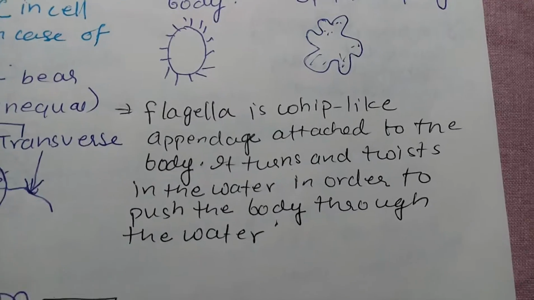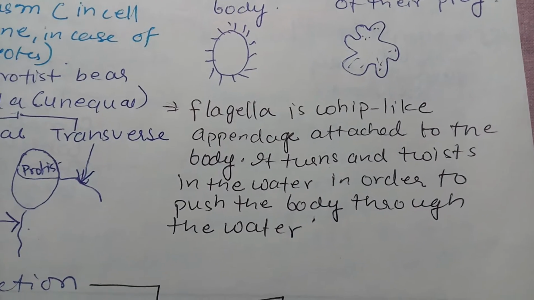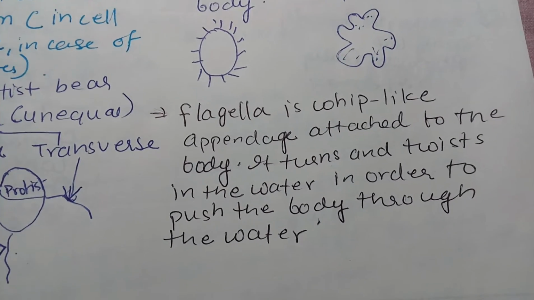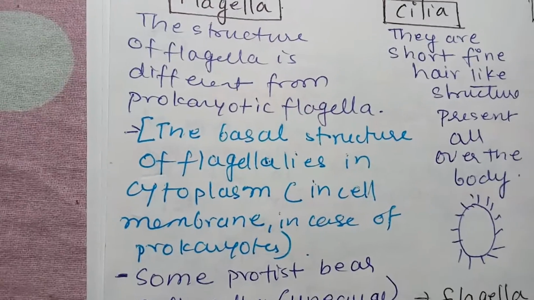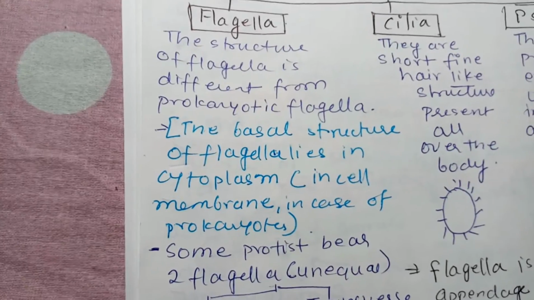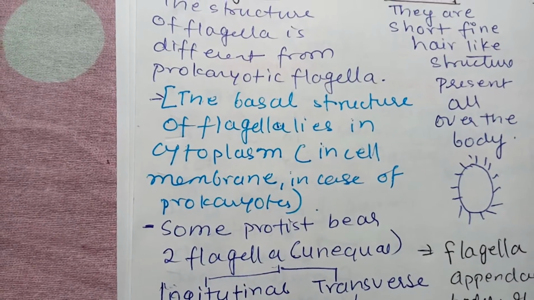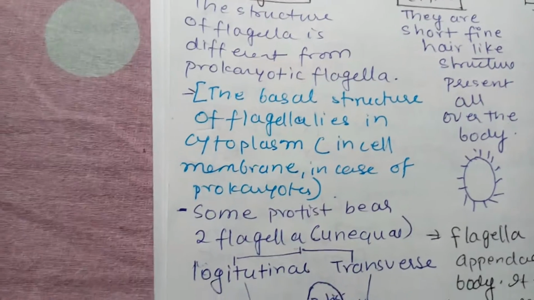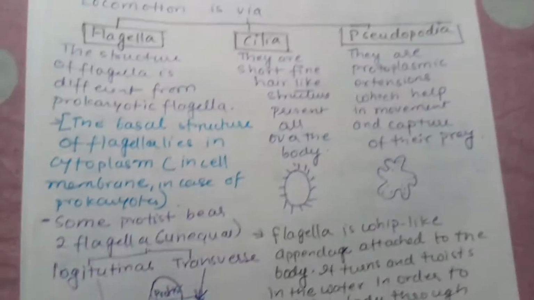Flagella is a whip-like appendage attached to the body. It turns and twists in the water in order to push the body through the water. The structure of flagella in protists is different from the flagella present in prokaryotes. The basic difference is that the basal structure of flagella in protists is present in the cytoplasm, whereas in prokaryotes it is present in the cell membrane. Then there are protists which bear more than one flagellum.